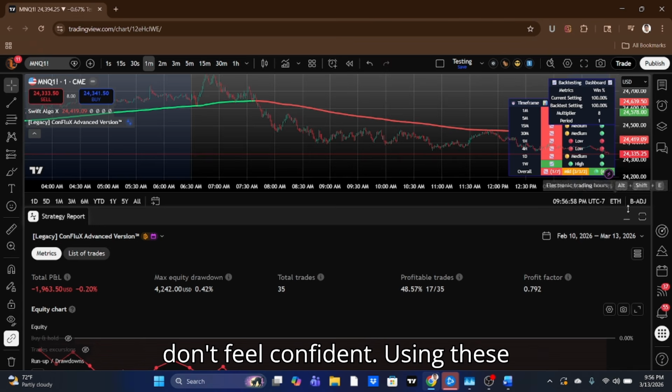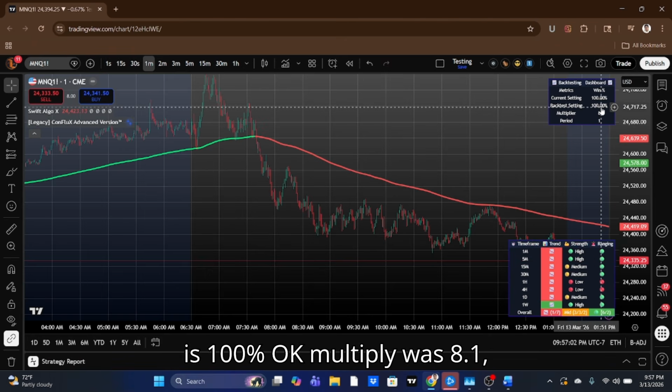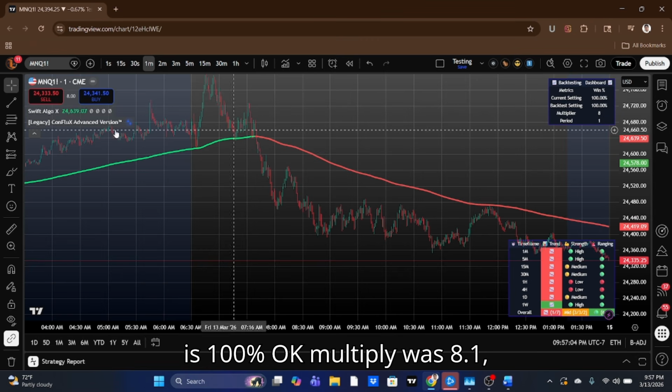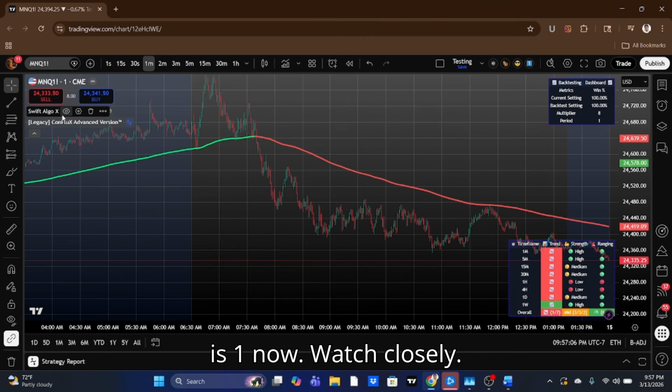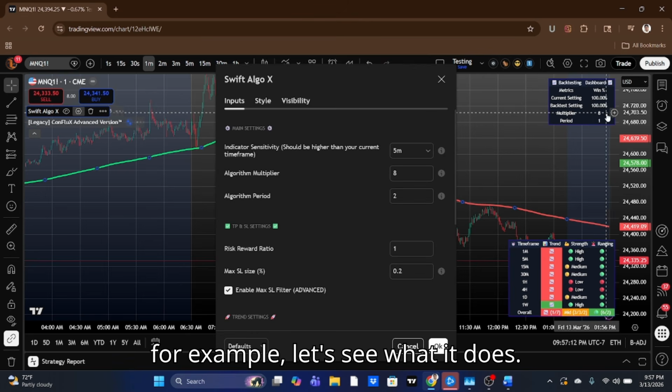So I don't feel confident using these settings. But as you can see, it is 100%, okay? Multiply was 8, paired 1 is 1. Now, watch closely. If I change this 1 to a 2, for example, let's see what it does.